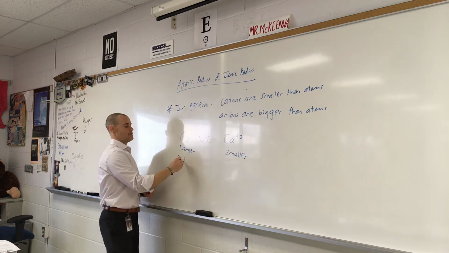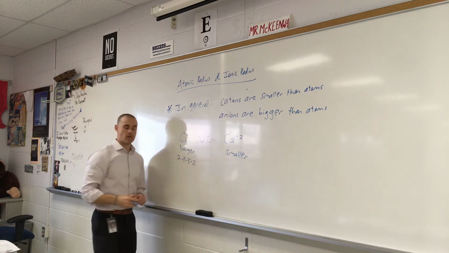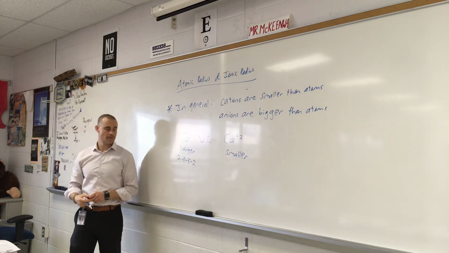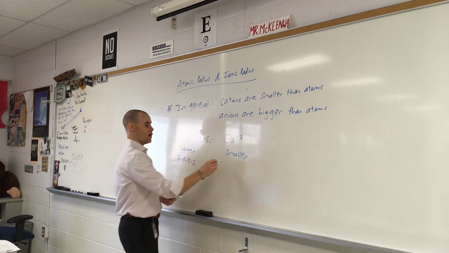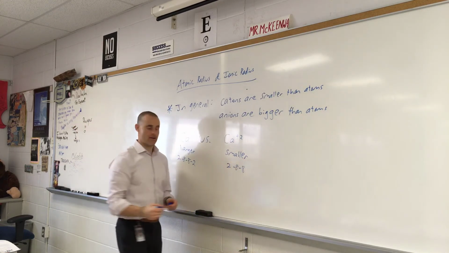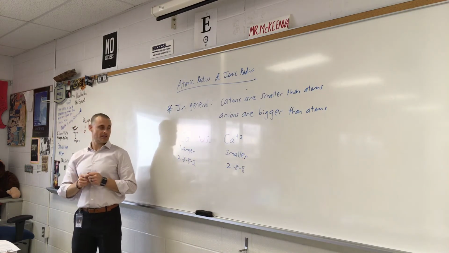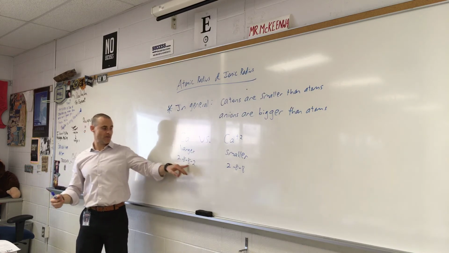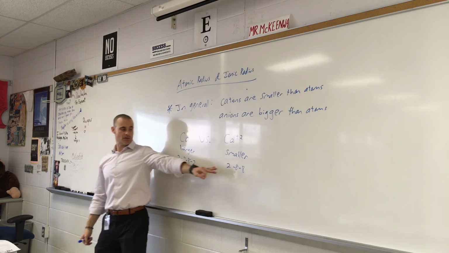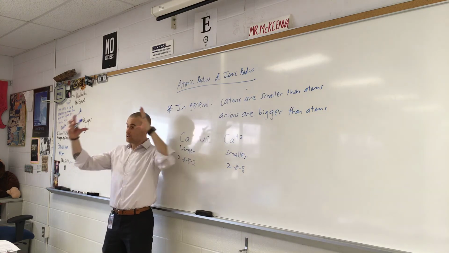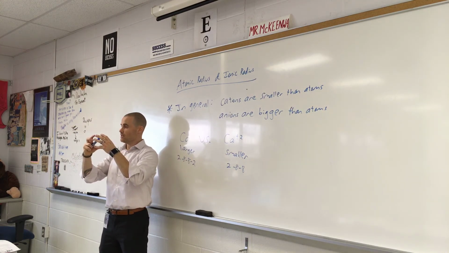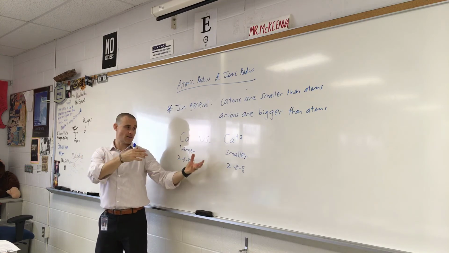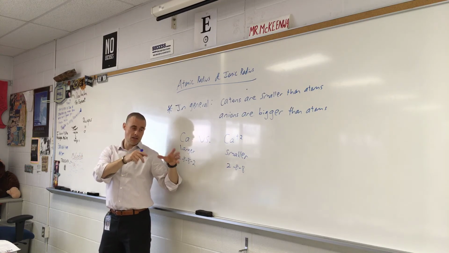Here's why. Ca is 2,8,8,2. What about Ca+2? 2,8,8. It lost an entire layer. It lost an entire level. So this has 4 levels. This only has 3. So does it make sense that this atom is going to be smaller? That makes sense to everybody? Yep. Good. Now the rest of this conversation makes sense, but it's a little more confusing.